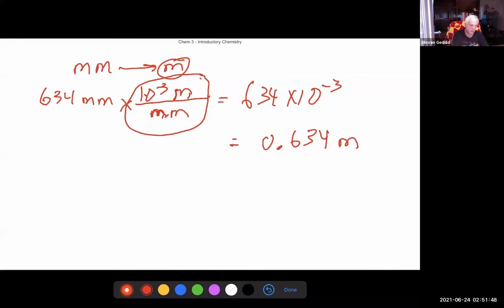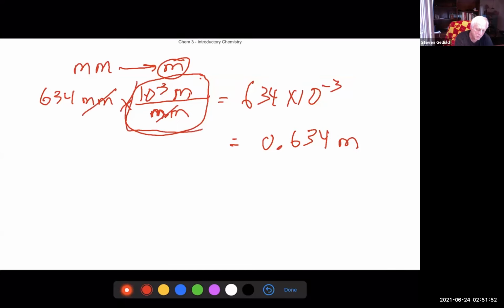Just remember that top and bottom have to be the same so you can cancel, and then make sure this is equal to 1. If you multiply any number by 1, you don't change the number. You only change the units.